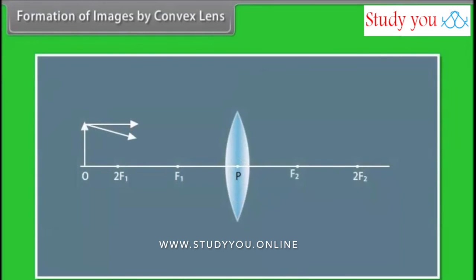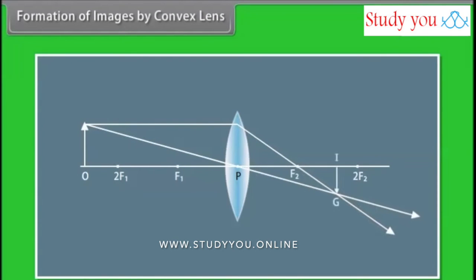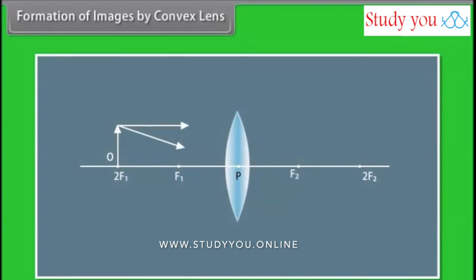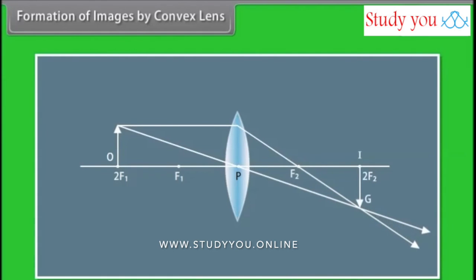When the object is placed beyond 2F, then the image is formed on the opposite side between F and 2F. The nature of the image is real, inverted, and diminished. When the object is placed at 2F, then the image is formed at 2F on the opposite side. The nature of the image is real, inverted and same size.